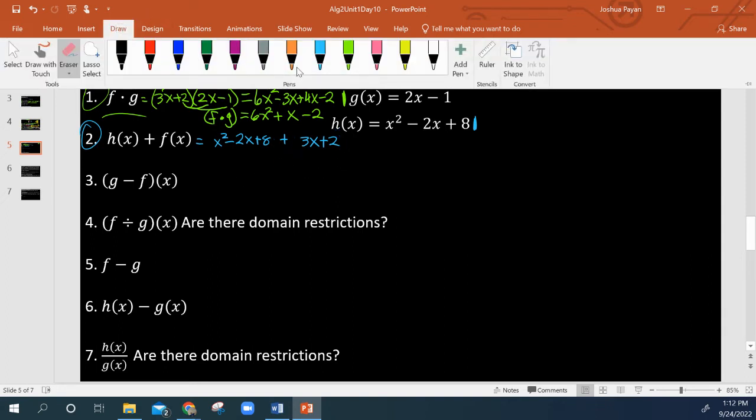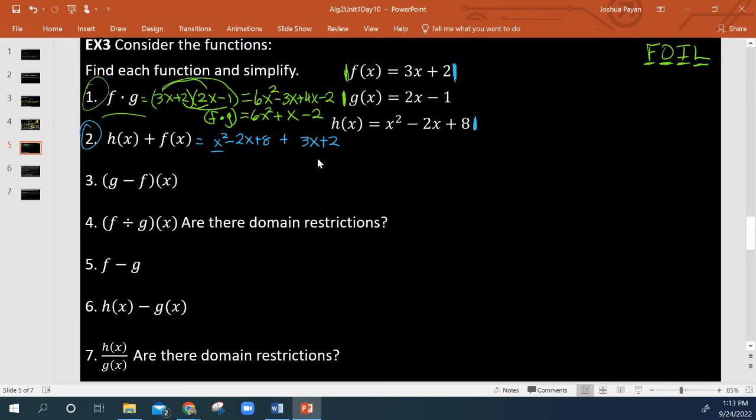And we're just going to combine like terms where applicable, right? So x squared combines with nothing, so that's just going to be x squared. Negative 2x, positive 3x, that's going to leave us with just positive x. And then the positive 8, positive 2, that leaves us with positive 10. So that would be equal to h plus f of x.